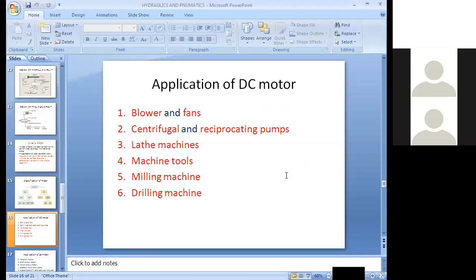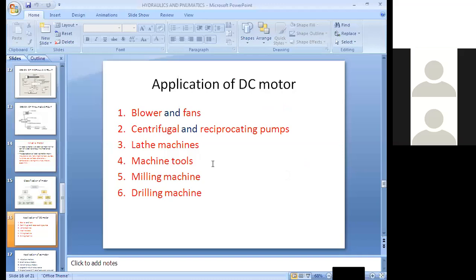In the household, DC motors are used in blowers and fans, centrifugal pumps and reciprocating pumps. We already have a fluid mechanics lab. In that lab we have a blower experiment, as well as centrifugal pump and reciprocating pump experiments. Yes or no? So these are applications of DC motors.